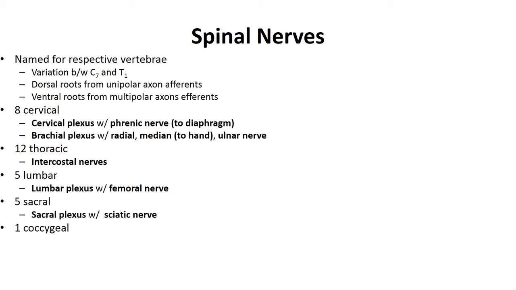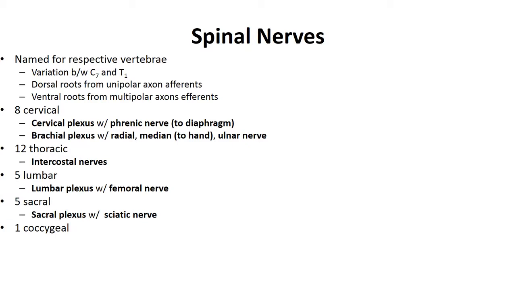The thoracic region does not form a plexus. None of the intercostal nerves intertwine. You have 12 pairs of intercostal nerves that give rise to many cutaneous branches to the chest and torso area and innervate the external intercostal muscles for breathing.